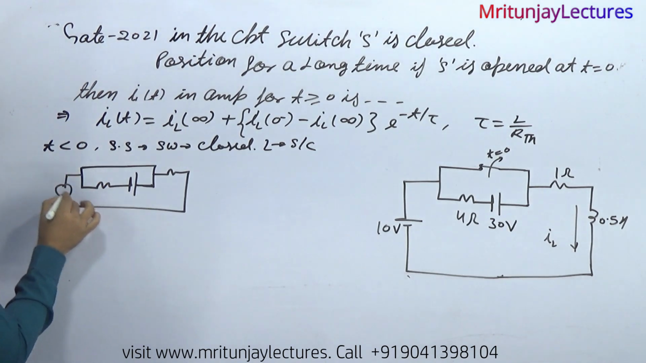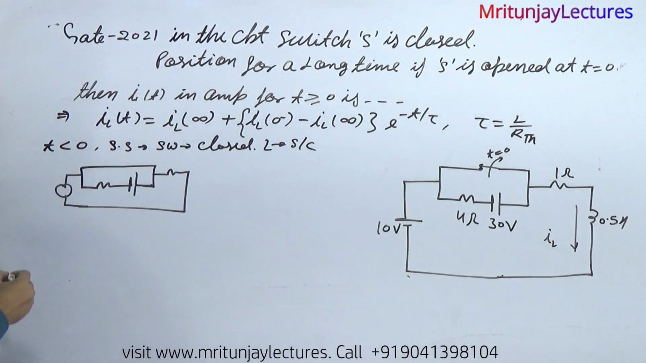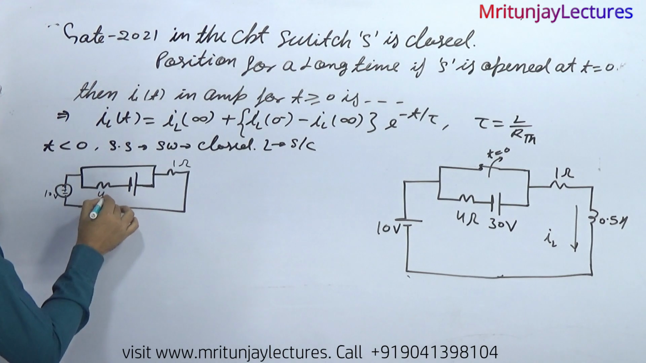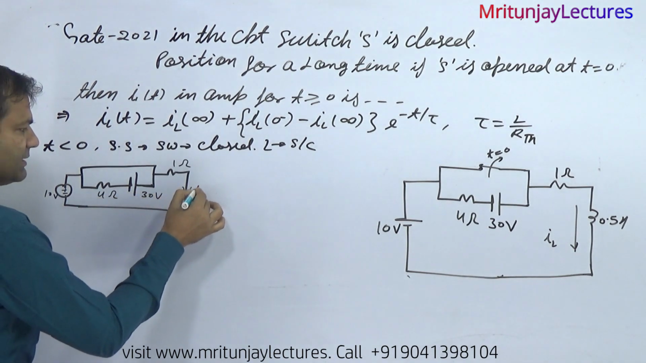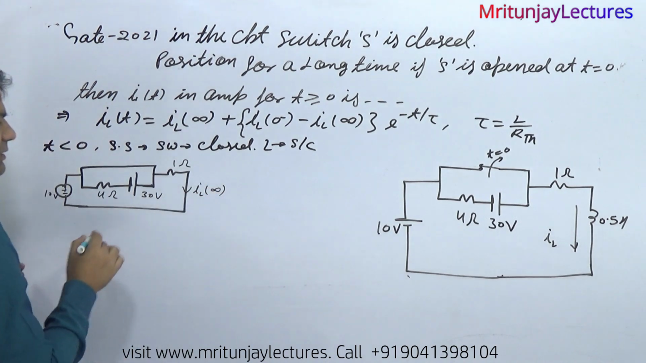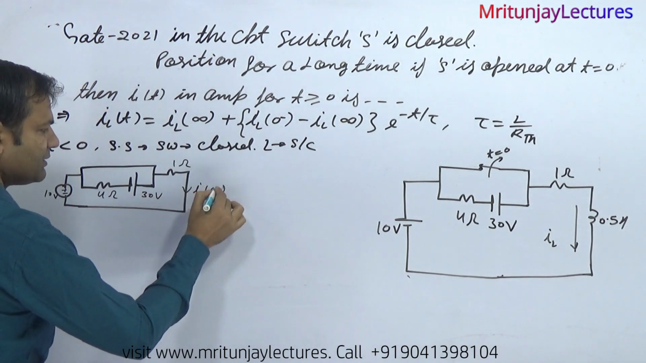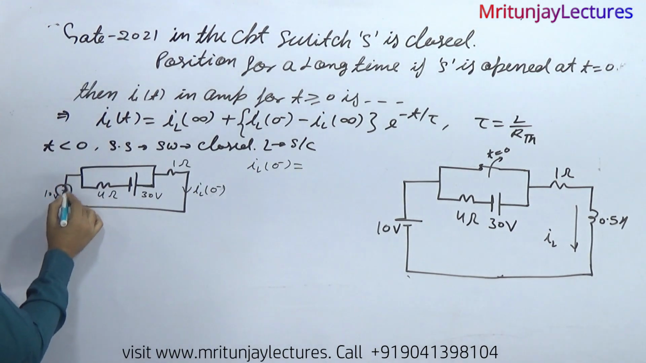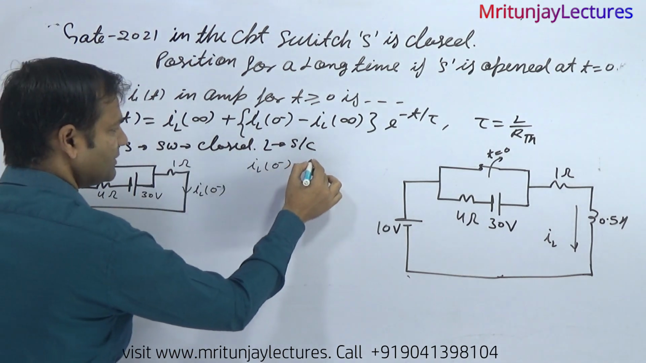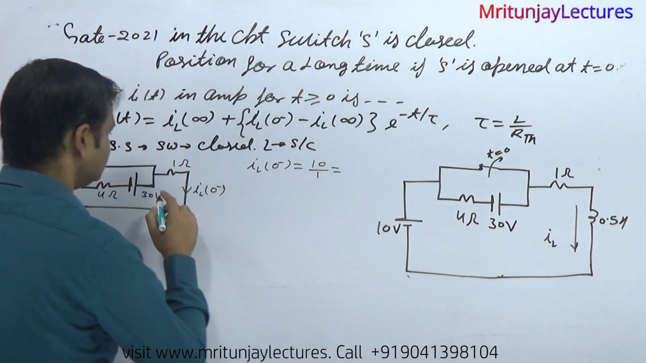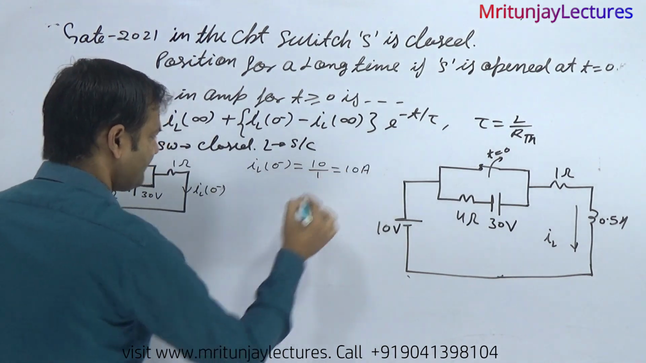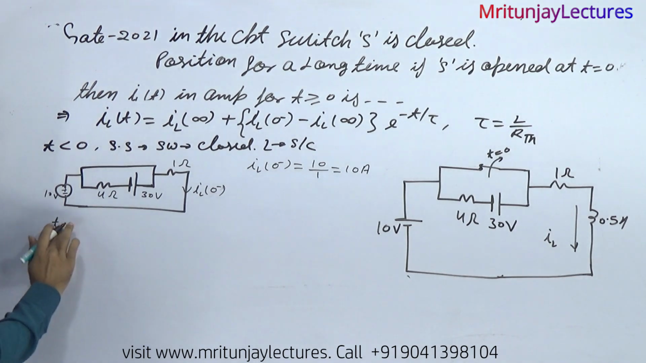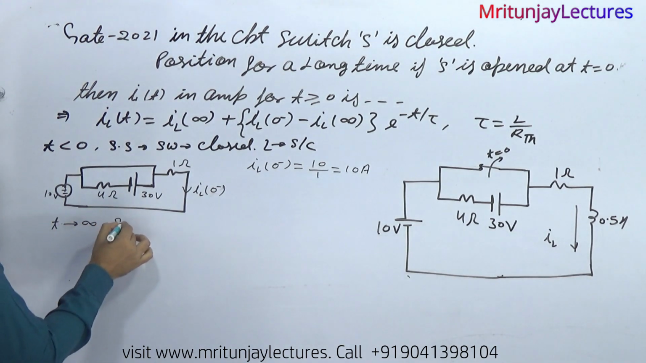If the switch is closed, the circuit looks like this: 10 volt source, here 1 ohm, 4 ohm, and that 30 volt, and that is i_L(0-). So i_L(0-), applying KVL, is 10 divided by 1, that is 10 ampere. Clear?